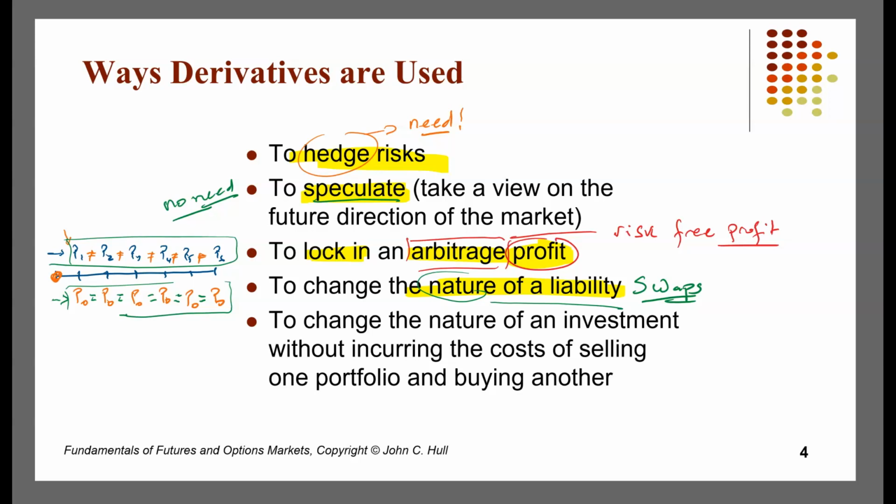We can also use derivatives contracts to change the nature of an investment without incurring the cost of selling one's portfolio and buying another one. The idea here is that say you own a portfolio of securities, and this is your portfolio P of securities. You like what makes up this portfolio, but you understand that market conditions are going to change, and so as market conditions change, the value of your portfolio is likely to change as well.